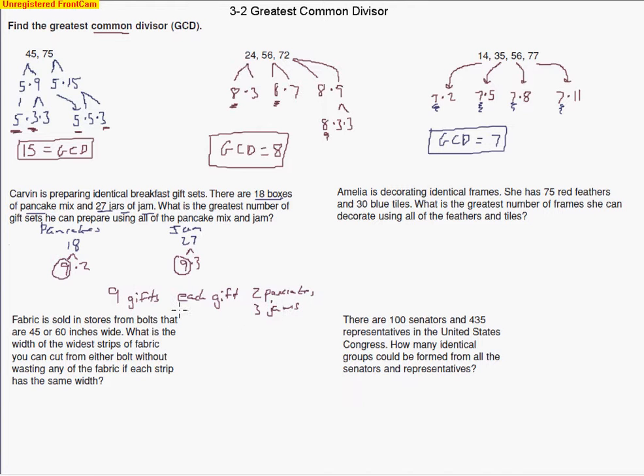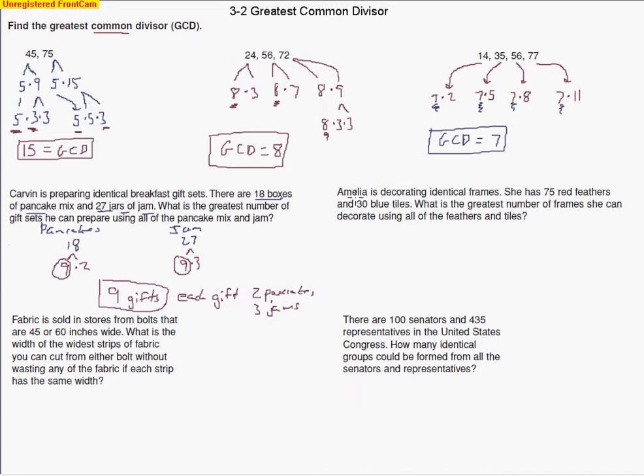So that's what that represents. So the 9, the common factor of 9, just tells you how many groups that you could have of 2 pancakes and 3 jams. So 9 gifts is the answer. But what that means is each of those 9 gifts would have 2 pancakes and 3 jams. Well, let's take a look at the next one.